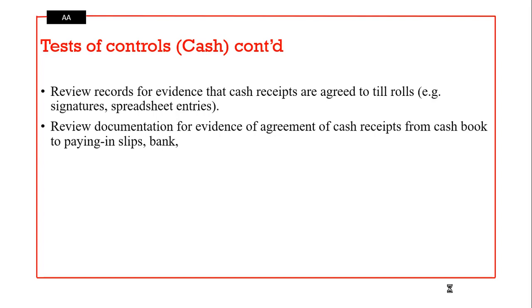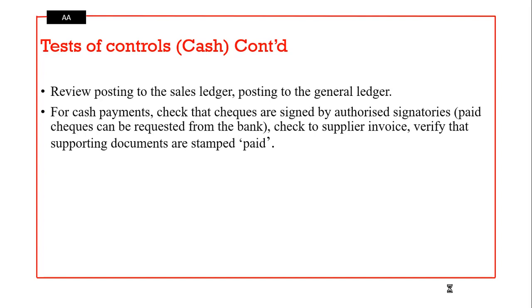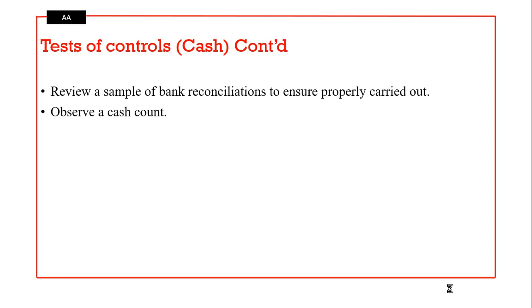Review documentation for evidence of agreement of cash receipts from cash book to paying in slip. Of course, this should be done. Review posting to the sales ledger and also the general ledger so that you ensure that there is completeness and accuracy. For cash payments, check that checks are signed by authorized signatories. Check and ensure that these are counter-checked to the source documents so that the company does not lose money unnecessarily.